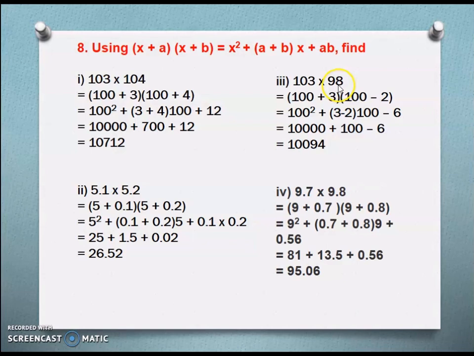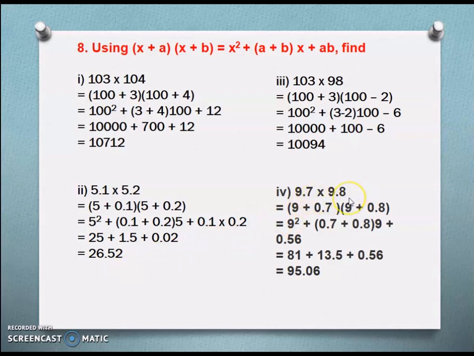Then 103 into 98. Same way you will do 100 plus 3 into 100 minus 2. Now, but here you have to be careful. A is having plus sign, but B is having negative sign. Whereas here in the identity, both are positive. So B has to be written like minus B. So A plus B will become 3 minus 2, that is 1. A into B will become 3 into minus 2, that is minus 6. So the final answer will be 10,094.